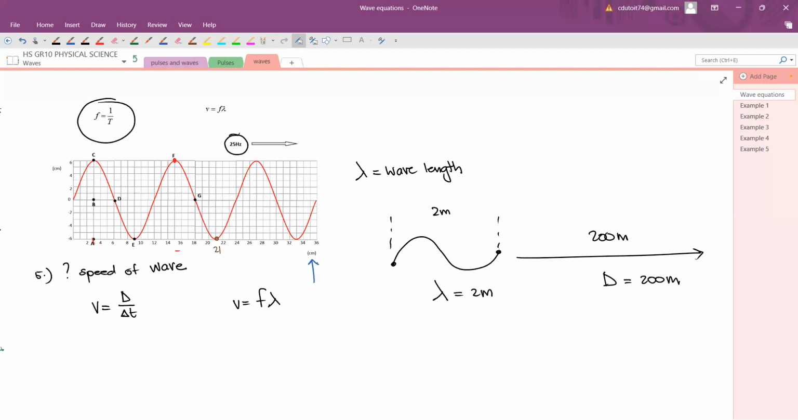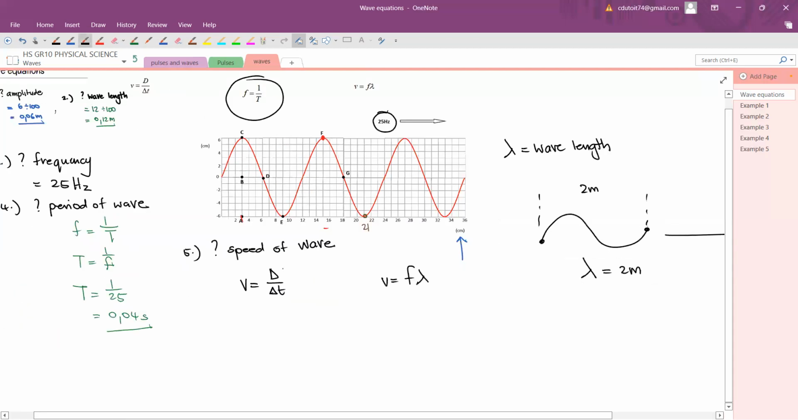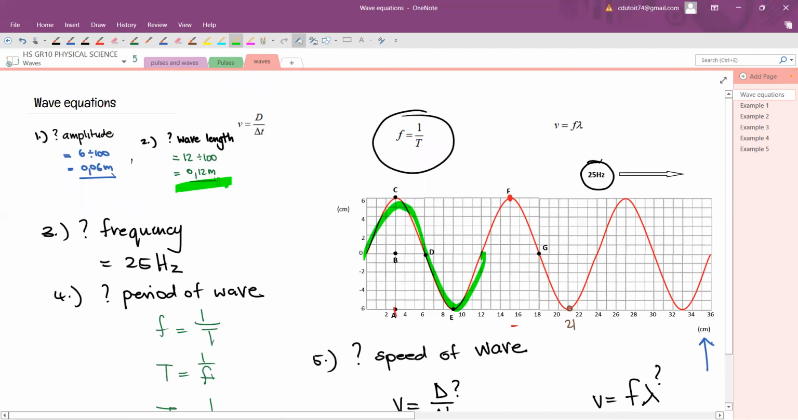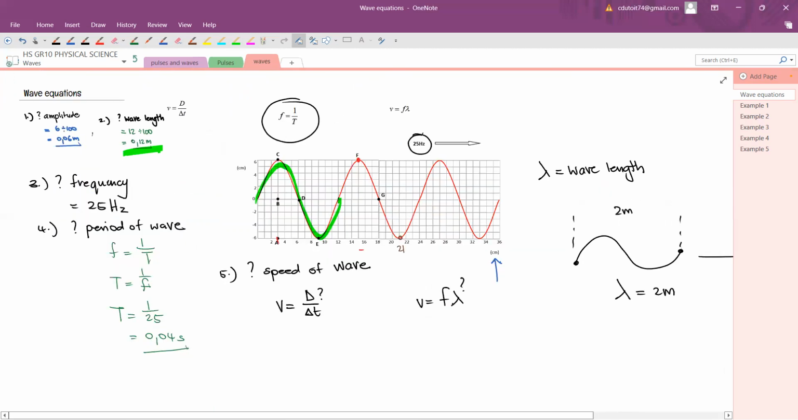Which one of those do we have? In other words, do we have distance or do we have lambda? If you look at the drawing. We worked one of them out already. Don't we have this? What is that? The distance of the wave. No, it's the wavelength. We calculated that in number 2. So we can't really use this equation because we don't have the distance this wave traveled. We only have the length of the wave.